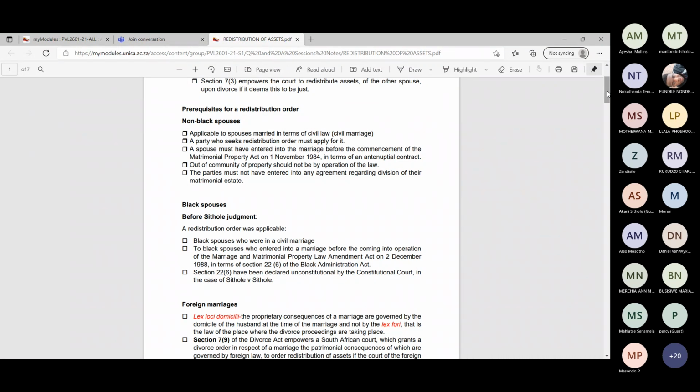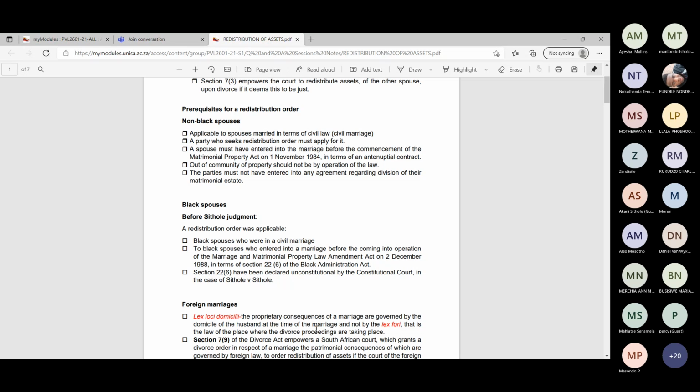Let me just repeat this. Remember, for black people, before the Constitutional Court judgment, if your civil marriage was entered into before 2 December 1988, it was automatically out of community of property, and you had the right to request the court for redistribution of assets, which you requested during the process of a divorce. Now the Constitutional Court has declared Section 22, subsection 6 unconstitutional, meaning that even if you got married before 2 December 1988, your marriage is no longer out of community of property. It is now automatically in community of property, and redistribution of assets is no longer applicable to you.